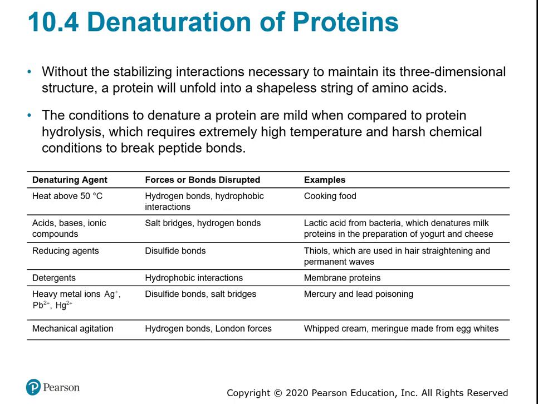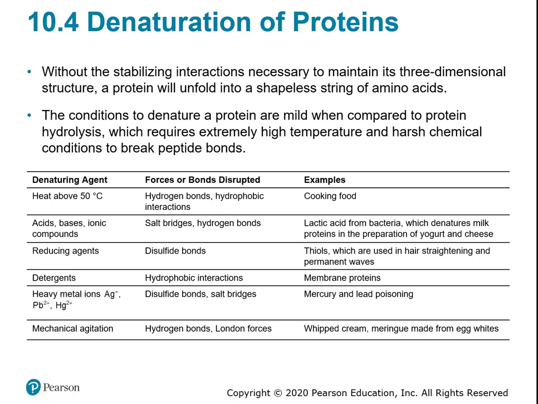Adding acid or base, or even detergents and soaps, can break up the hydrophobic and hydrophilic interactions that cause a globular protein to fold up. So these are just some examples of things that they call denaturants or denaturing agents.